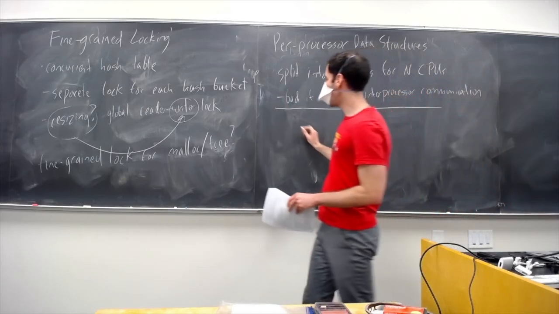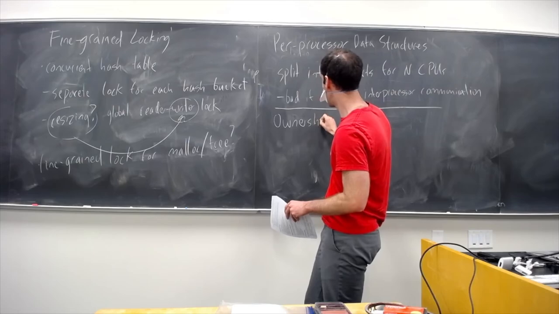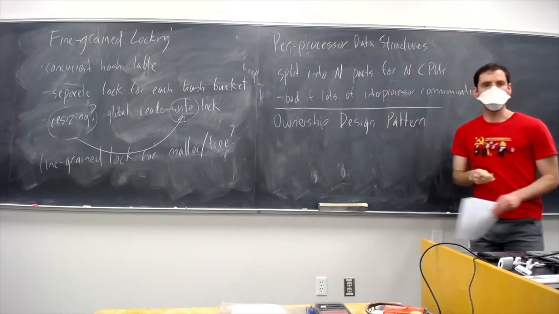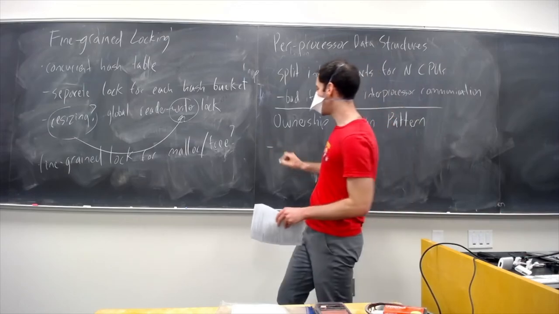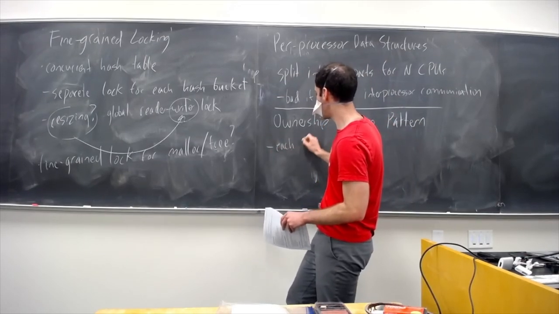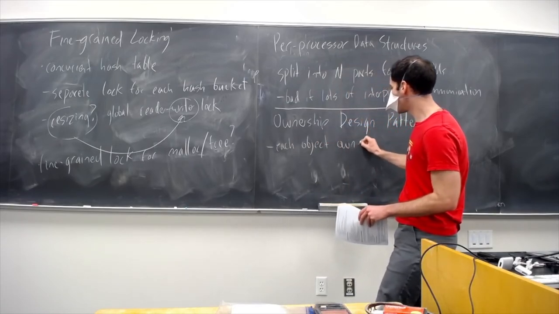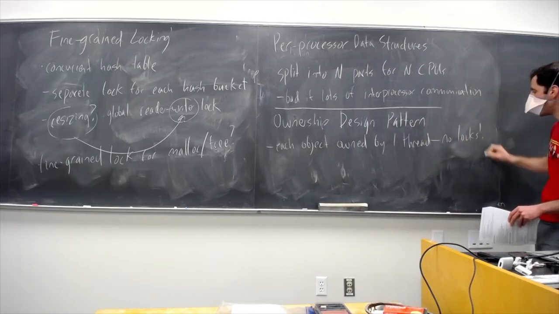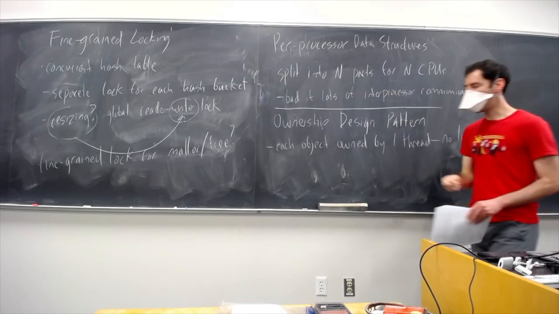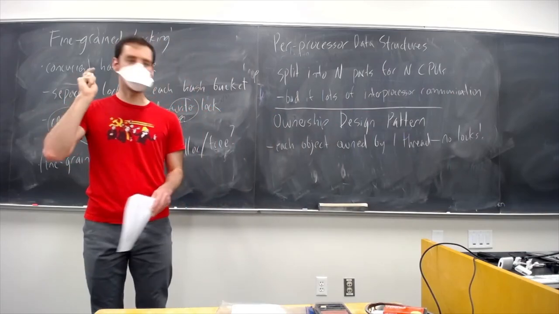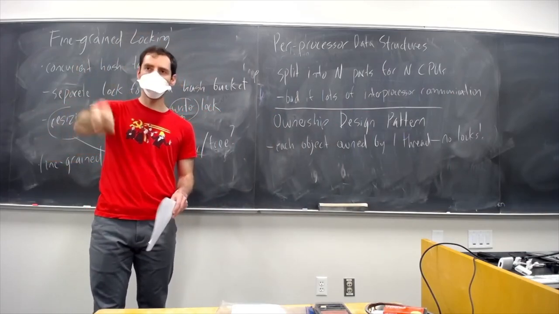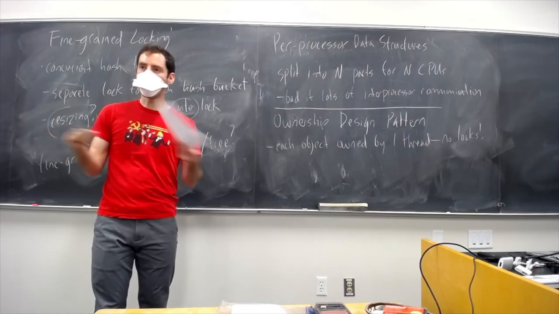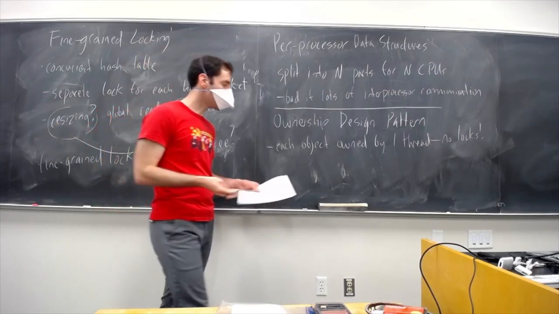We have something called the ownership design pattern, which is the idea that each object, each piece of data that we're dealing with, is owned by only one thread. If only one thread is reading or writing this particular piece of shared data, then we don't need any locks at all, because we don't have any concurrency within a particular piece of data.